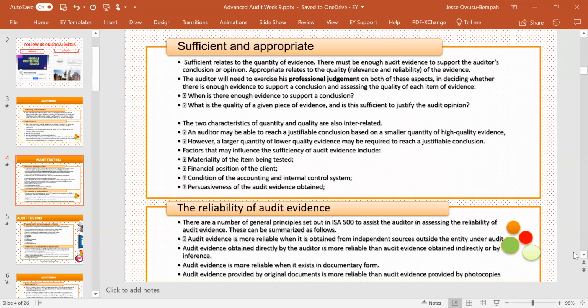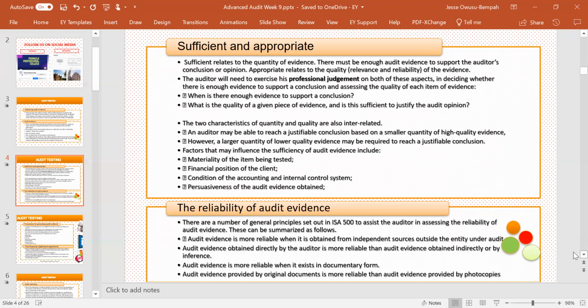Guess what? If you ask your clients how much they have in their bank, and they say 100,000, compared to their bank actually giving you their bank balance, which one is more reliable? What is more reliable is their bank giving you the bank balance because it's coming from an independent source. Audit evidence obtained directly by the auditor is more reliable than audit evidence obtained indirectly.